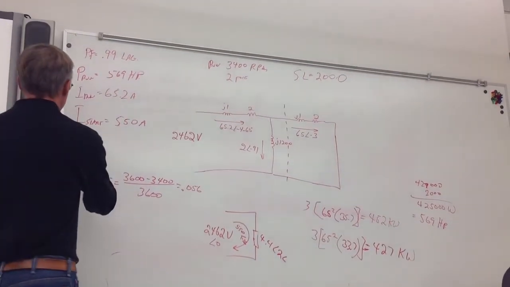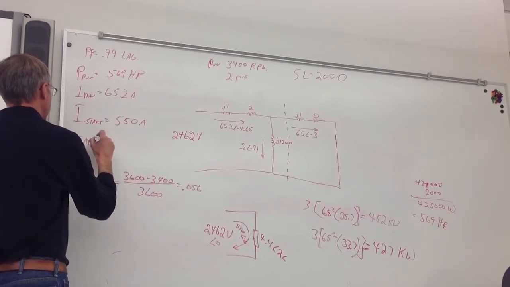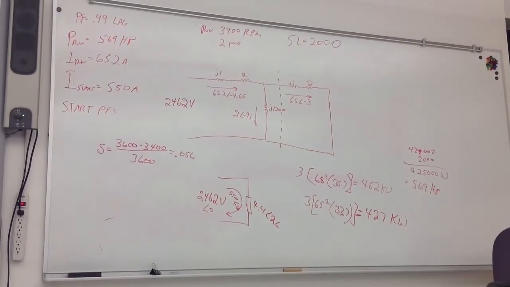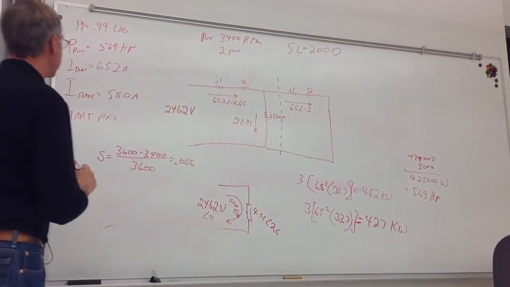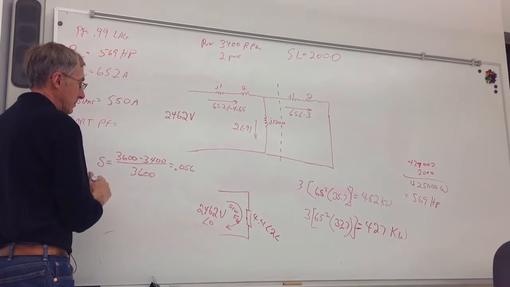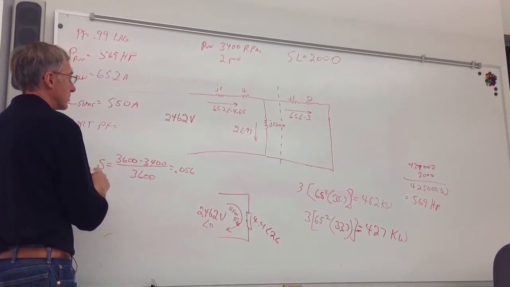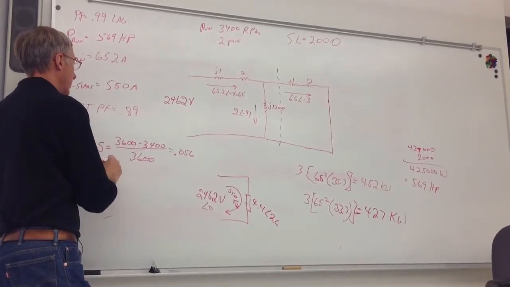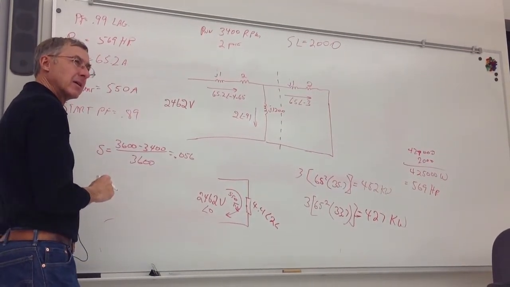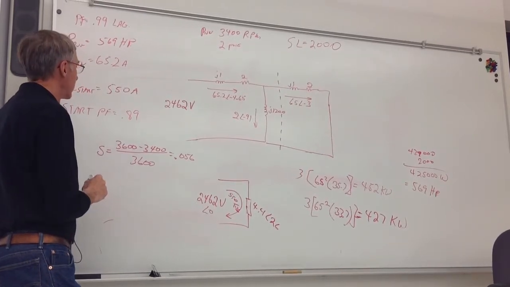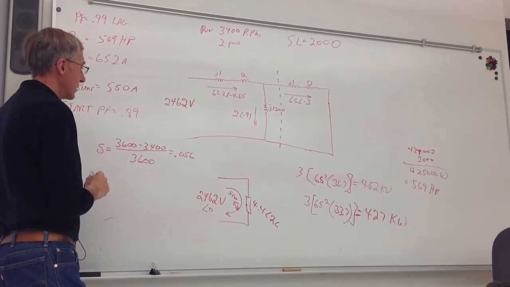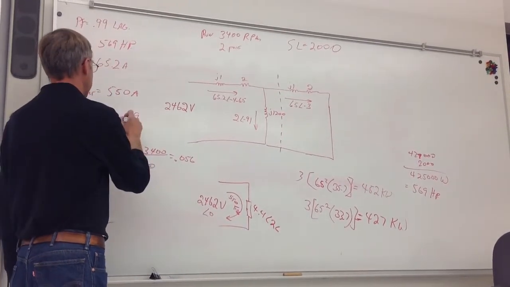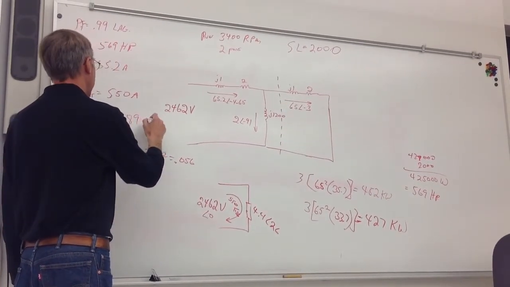My starting power factor is what? Cosine of negative 26, which is 0.89. Leading or lagging? Lagging. Negative 26.6. Yeah, I guess that's right. That's high. 0.89 lag.